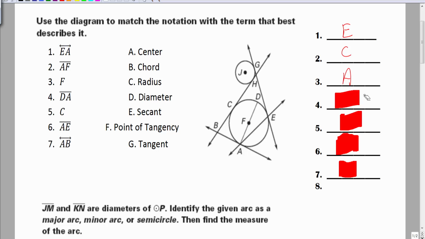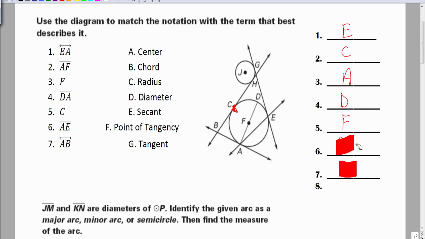Number 4, DA, hopefully we have that as a diameter. Okay, so D to A, and it's labeled as a segment, with endpoints on the circle passing through the circle center. So that's a diameter. All right, 5, point C. That is a point of tangency. Remember, a point of tangency is where a tangent line only crosses a circle once. That's the point where it crosses the circle once. So that's what that is.